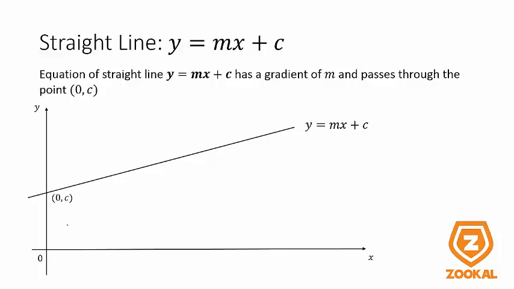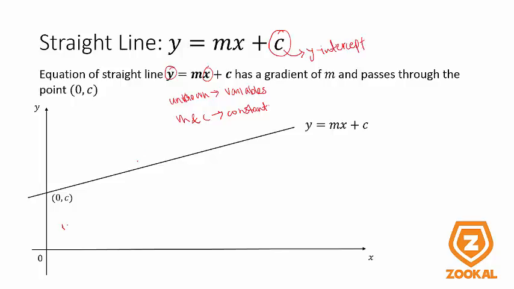What's a straight line equation that we usually write? It's y equals mx plus c. y and x are your unknowns, your variables, while m and c are the constants. So what is c? c is the y-intercept coordinate. It intercepts the y-axis here. And m is the gradient of the line.